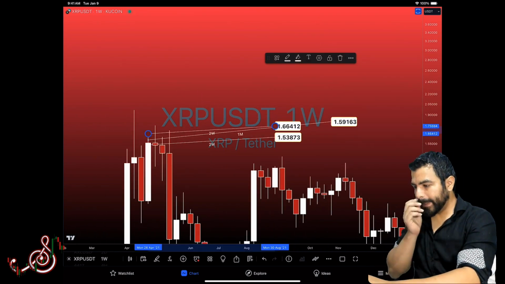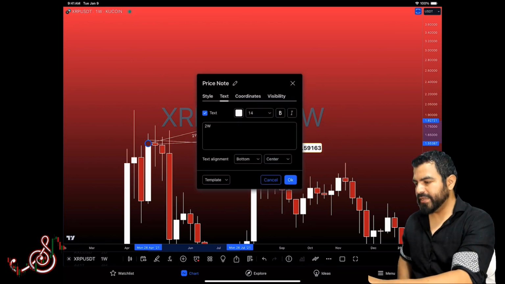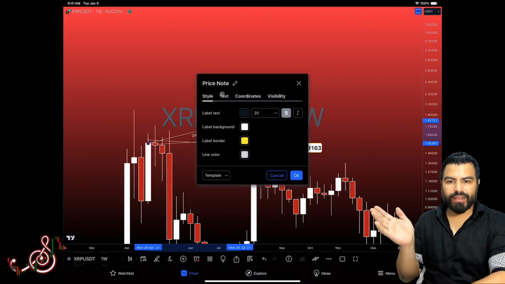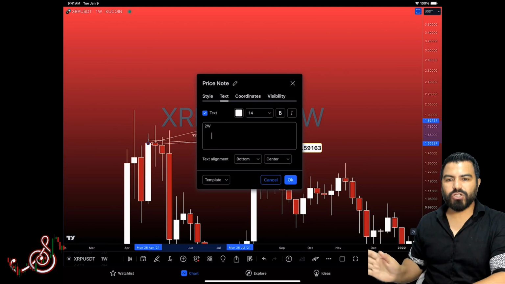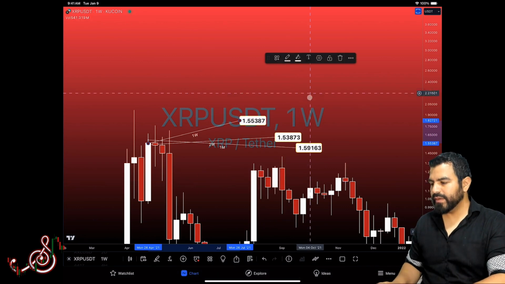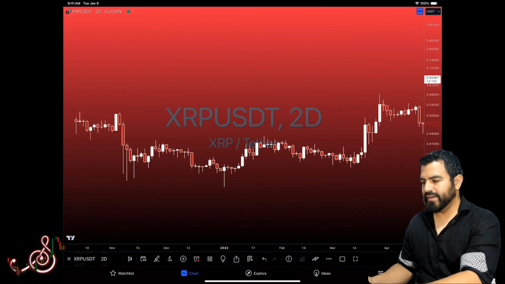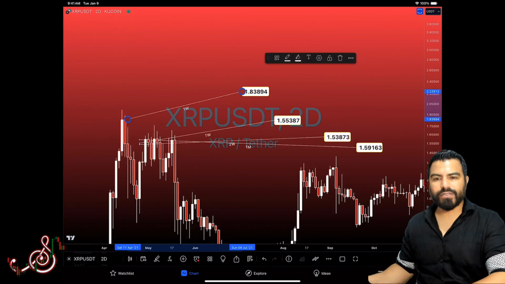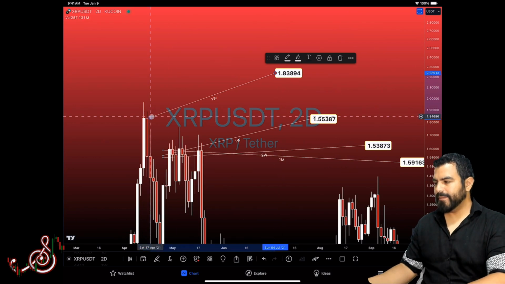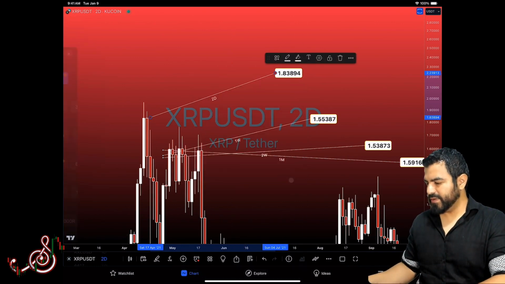I'm going to borrow this 2-week one, put it again at the core, and change the text by hitting the text button. If you don't see that text and it's just default to style, hit the text button, click on that, and then it's going to show you the place where you can type that in. This I'm going to type in 1W. And then we're going to now cut this to the 2-day. Here, the highest core in this area is $1.83 for the 2-day. 2D. Click OK.